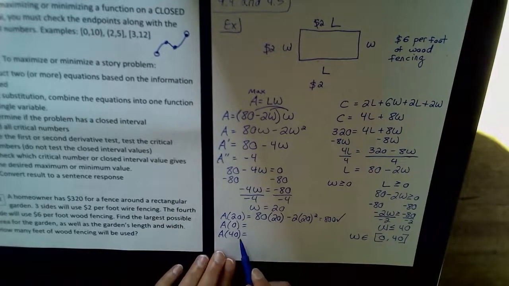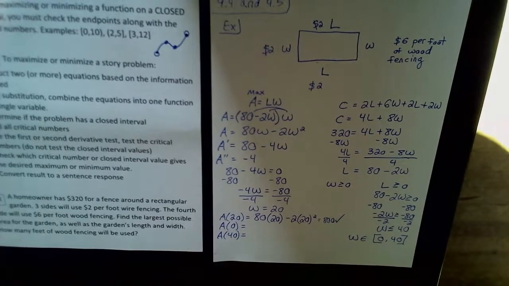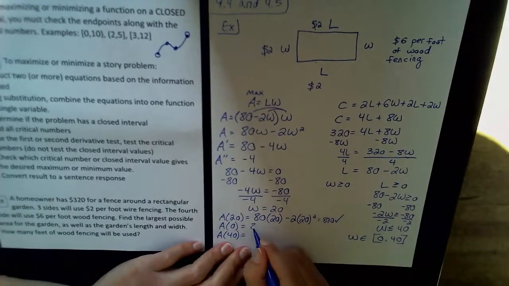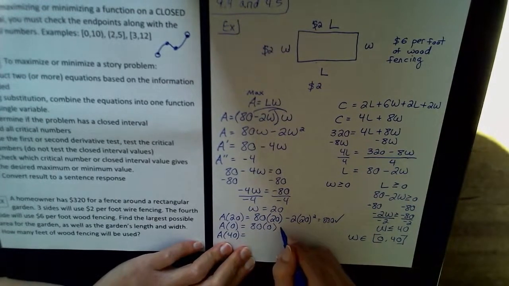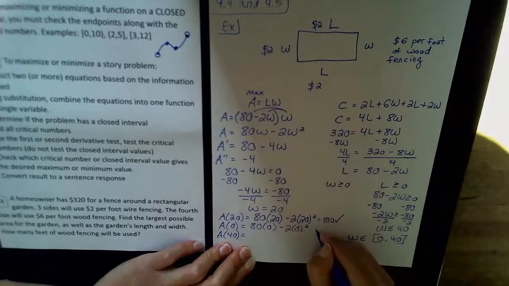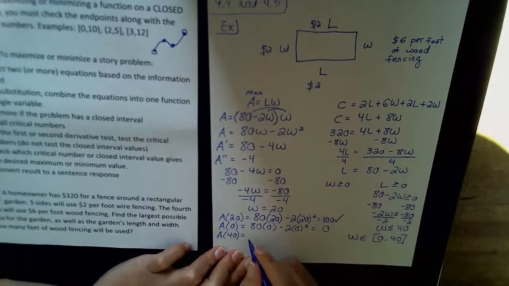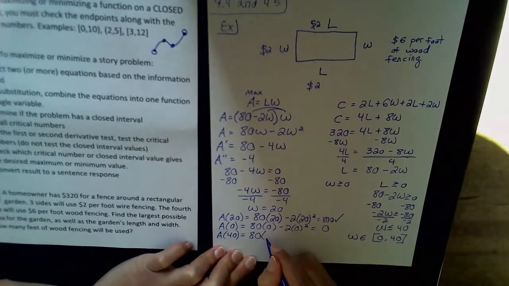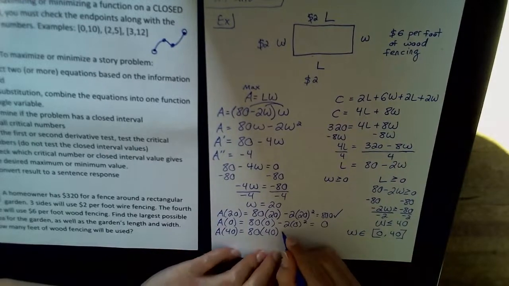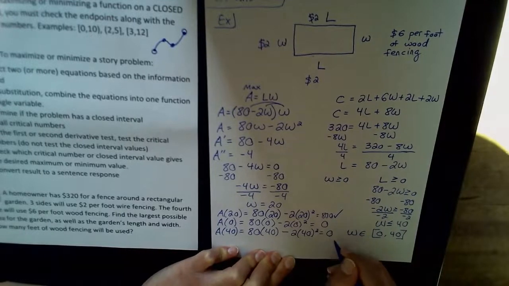Just a quick reminder, we do not need to test them in the second derivative because they are endpoints. We will only be testing the 20 value in the second derivative, which we'll do in just a moment. So a of 0 gives us 80 times 0 minus 2 times 0 squared from our original function, which leaves us with just 0. And a of 40 gives us 80 times 40 minus 2 times 40 squared, which also gives us 0.